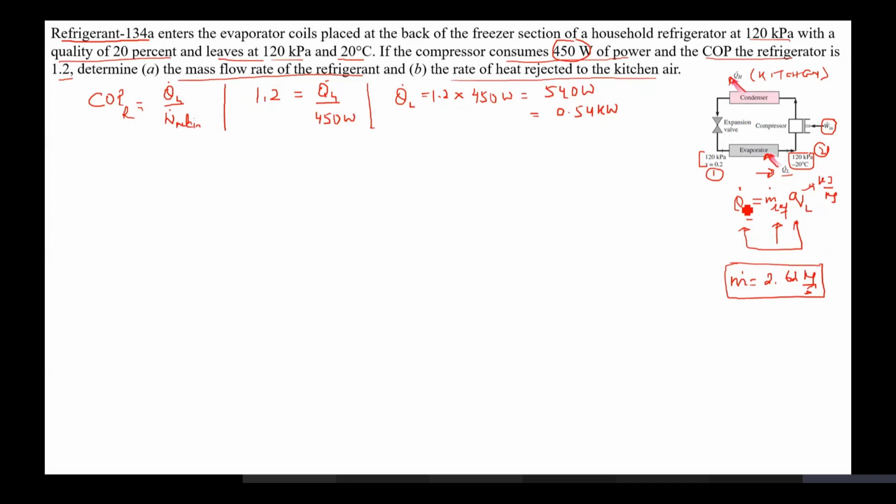Now, you have found out Q dot L. You have to find out the mass flow rate of the refrigerant. So you need to find out small QL, or kilojoules per kg, through the evaporator. In order to find out QL through the evaporator, you have to take the difference between the enthalpy of the two states, H2 minus H1.